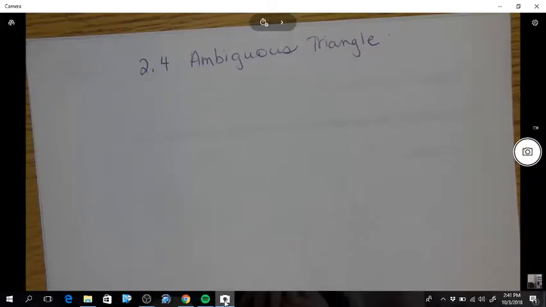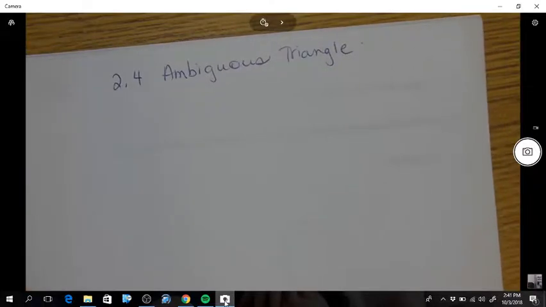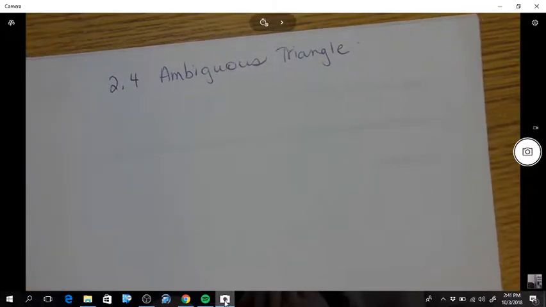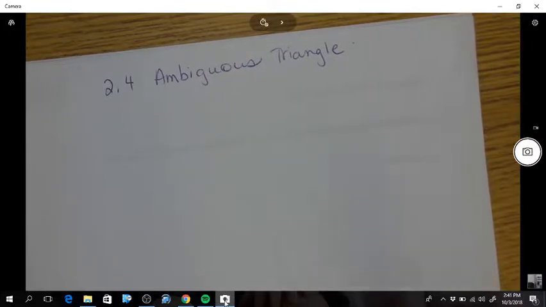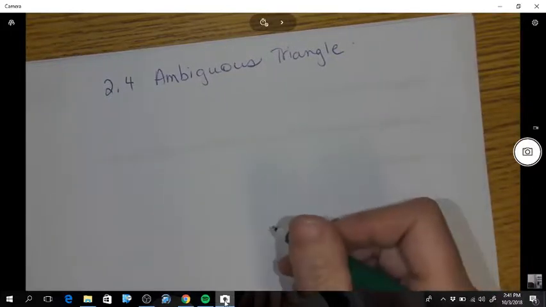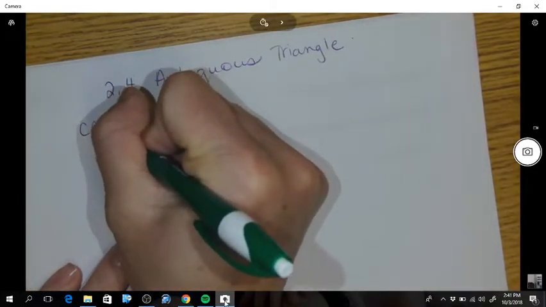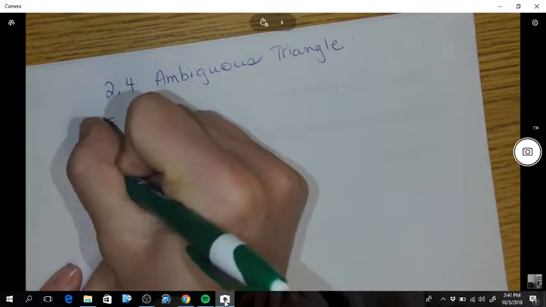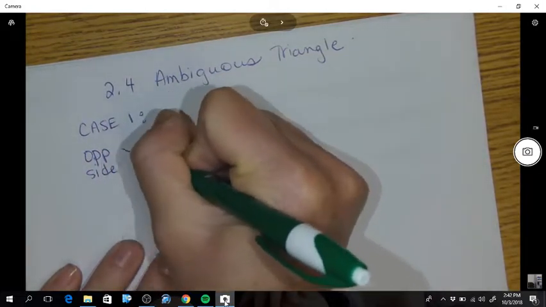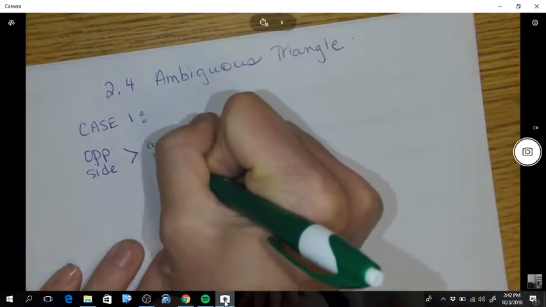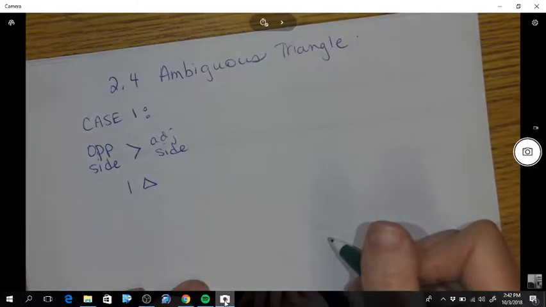Okay, now we're going to learn 2.4, the ambiguous triangle. We're going to write down 3 different scenarios, and I know this might not make sense to you. We're going to write it down and then make sense of it. Case 1. If the opposite side is bigger than the adjacent side, it's going to form one triangle.